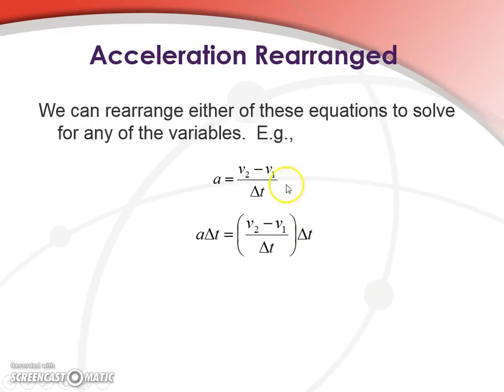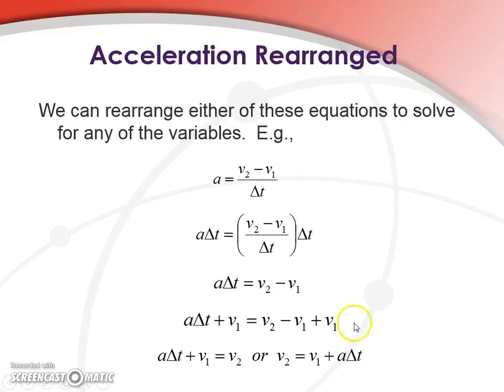And how do we do this? Well, first off, we need to get delta t off the bottom, so we multiply both sides by delta t. That gives us a times delta t equals v2 minus v1. And this is still pretty intuitive, right? The acceleration times the time interval equals the change in velocity. So now to isolate for v2, it's a trivial exercise. We add v1 to both sides, and we get our final expression, v2 equals v1 plus a delta t. Easy stuff, right?